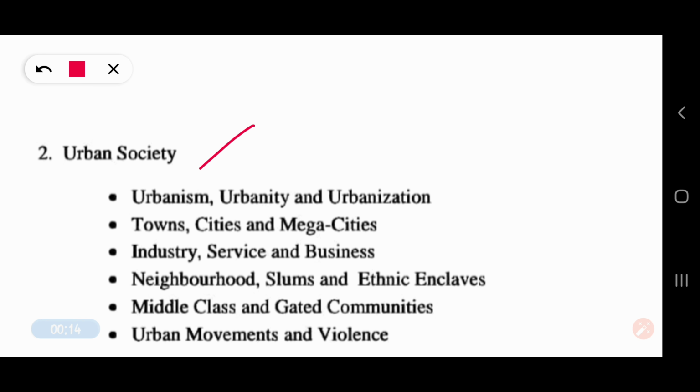Then towns, cities and megacities, industry, service and business, neighborhood, slums and ethnic enclaves, middle class and gated communities, urban movements and violence. So you see many of these concepts are newly introduced here, like ethnic enclaves, then gated communities, urban movements. So many of these concepts are new here. Now we will move on to our next module.